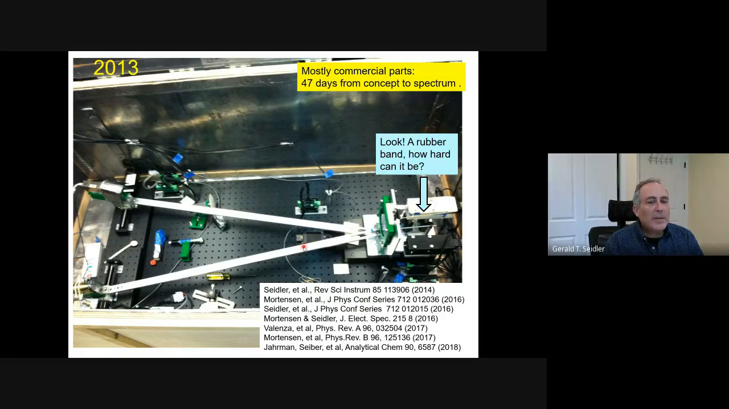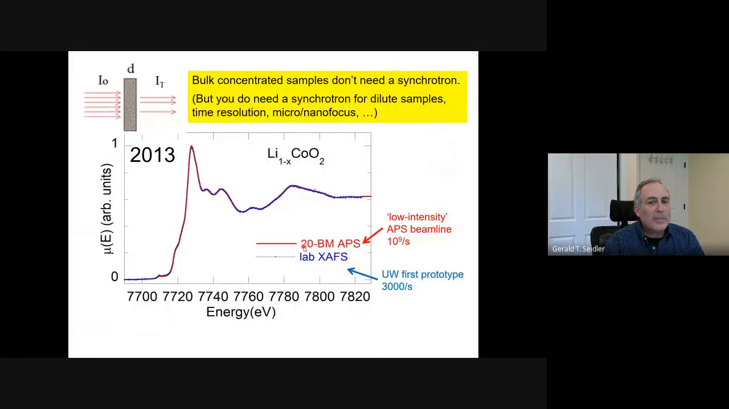I don't want to spend time on this instrument, except to say that right away, we got this data that I showed you earlier. And the red data that has no noise at all was taken at the Advanced Photon Source in probably about 10 minutes. And then the blue data was taken in Seattle with our first prototype system at just 3,000 photons per second. And the data is identical. Yeah, it took us 6 hours, but we got the data that day.